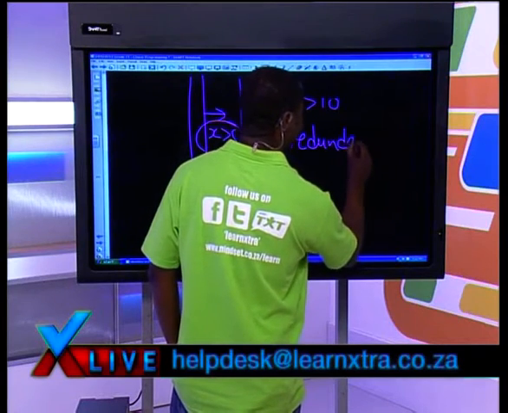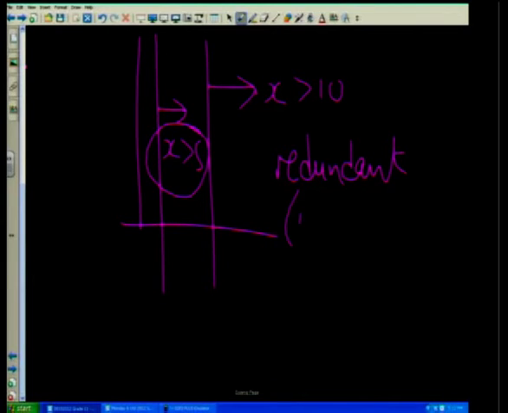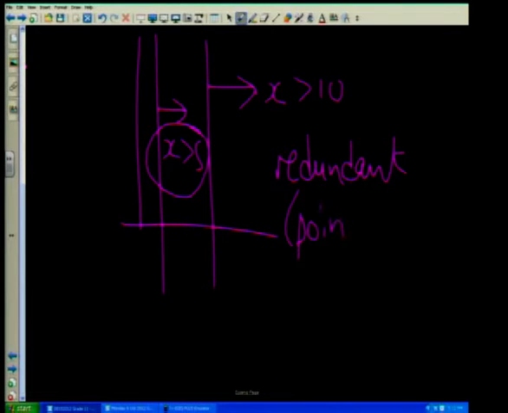Redundant constraint. It's pointless. Let me just use the word pointless to mention it. Pointless, or useless, if you want.